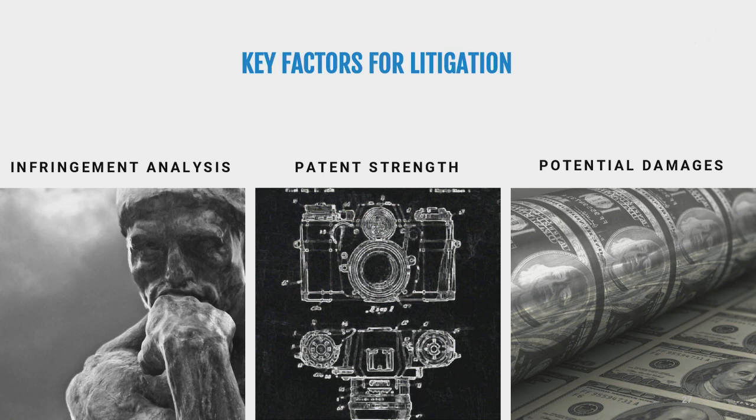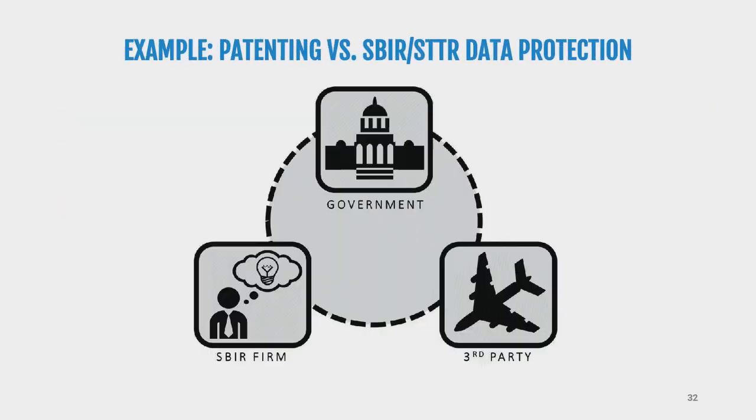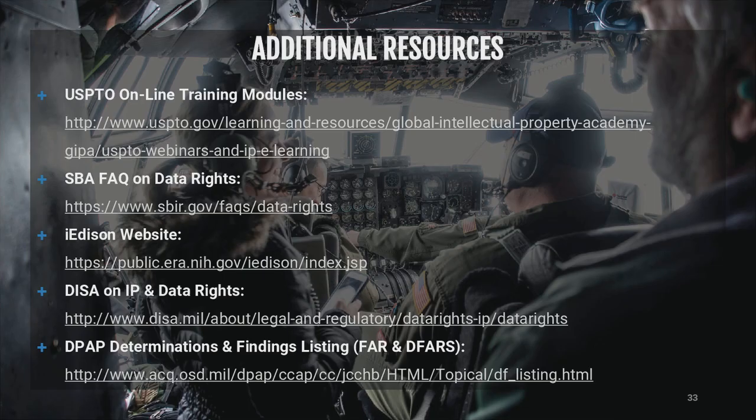That about ends our presentation for today. This last slide, I do have a slide for additional resources outside of this particular slide deck. There's training modules on the USPTO website. There's a FAQ on data rights that the SBA gives you. The iEDISON website, like I mentioned, is where you can disclose your invention if you're getting government funding and you want to patent something. These are just some helpful resources for you. But I believe we have a question and answer portion now.